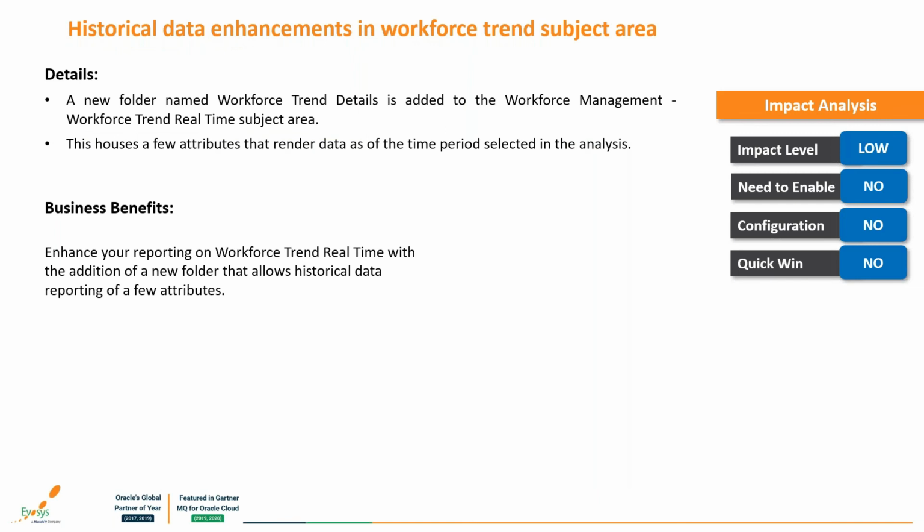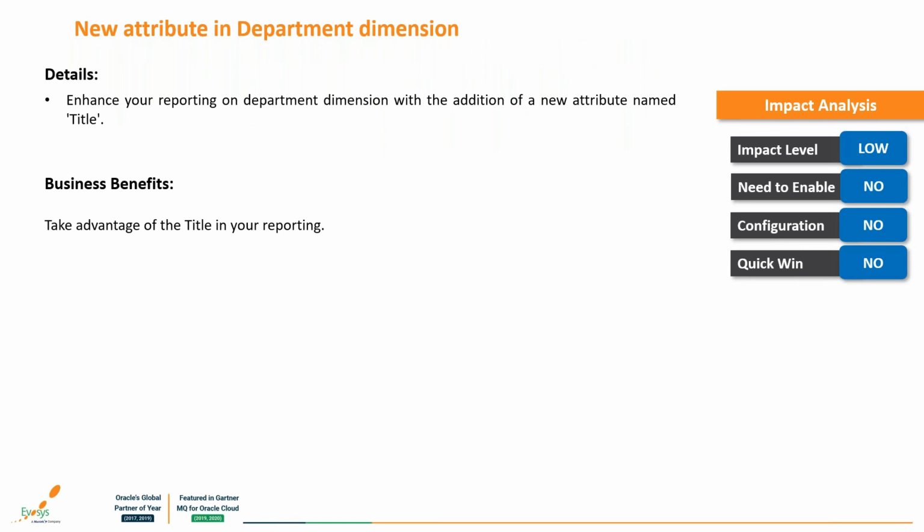Historical data enhancement in workforce trend subject area. A new folder named workforce trend details is added. Now this workforce trend details folder will have new attributes, and this will help the reporting team go ahead and create and manage the workforce management based on the trend real-time subject area. New attributes have been created in the department dimension, and the name is title.